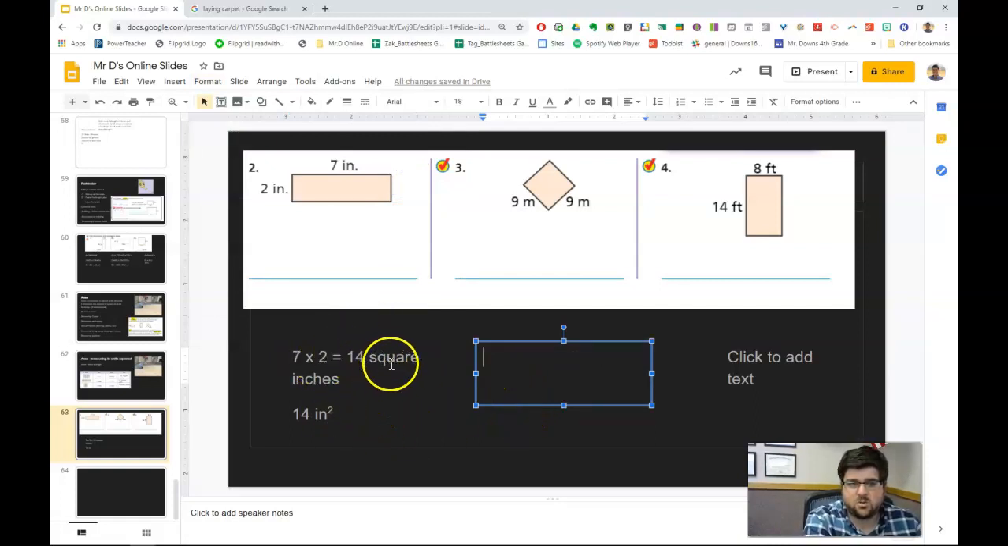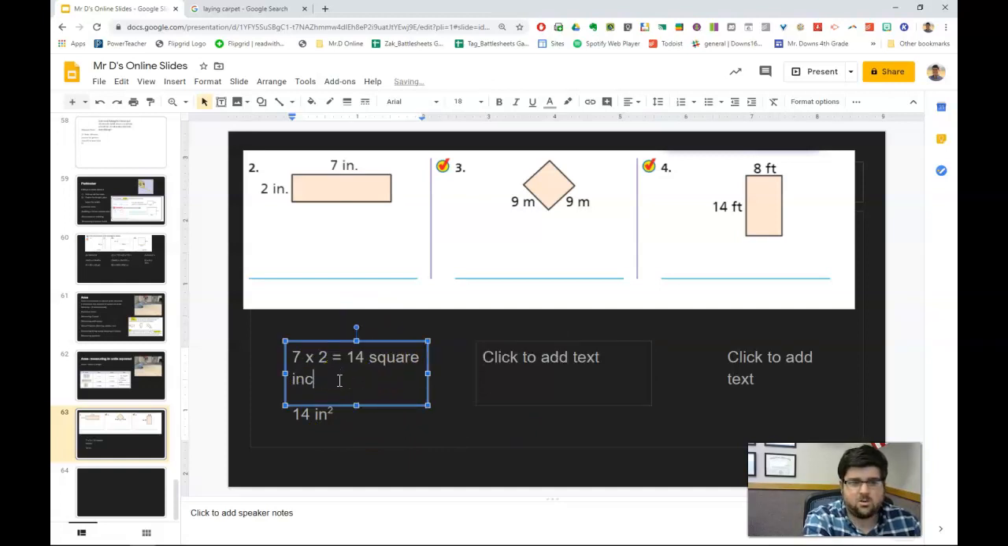You can say 14 square inches, or another way to do it would be to abbreviate it SQ IN. Those are abbreviations, or you can do 14 inches squared. And that little 2 means that they're square, that there are 14 square inches on there of 1 by 1. So that's one way of doing it.